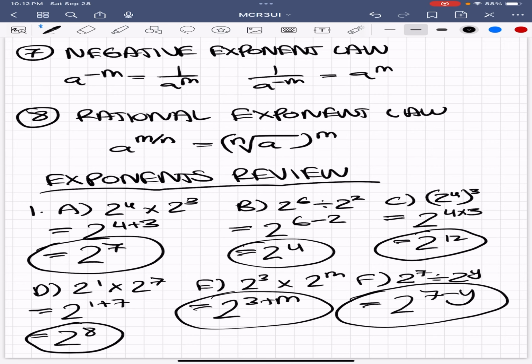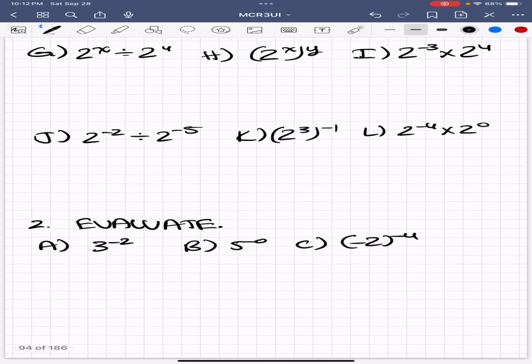We have the same base of 2, and it's just making sure we have the correct operation within the exponent. Obviously, we can't solve for m because we don't know what m is, but 2 to the power of 3 plus m is the correct answer. And then with F, there's division, so it's quotient of powers, and the base is 2, so we just need the correct operation. So it's 2 to the power of 7 minus y, and again, we can't solve for y, but that's what the final answer is.